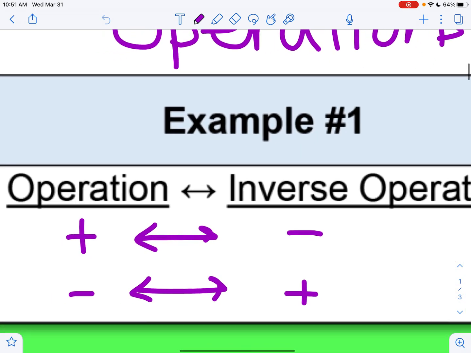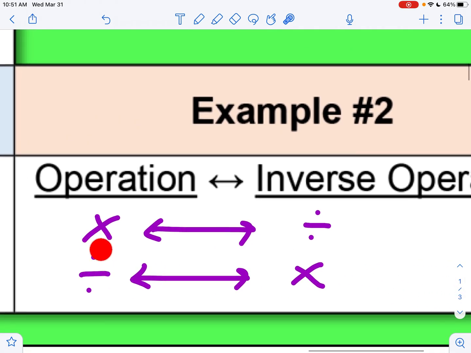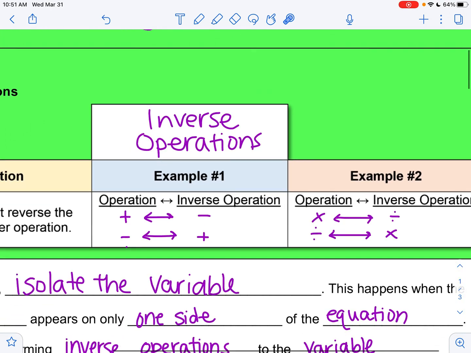So we got some examples. If we have addition, the opposite of addition is subtraction. And it goes the other way. If we have subtraction, the opposite of subtraction is addition. Okay, so that's addition and subtraction. Moving on to multiplication and division. If we have multiplying, the opposite of multiplying is dividing. Same thing with dividing. If we're dividing, the opposite of dividing is multiplying. Okay, so that's what inverse operations are. It's just the opposite.